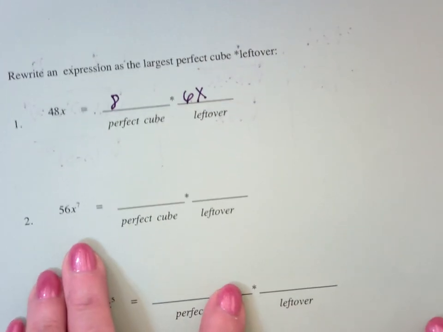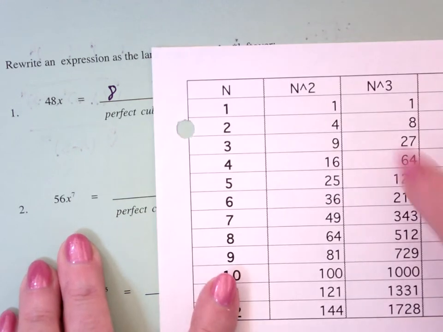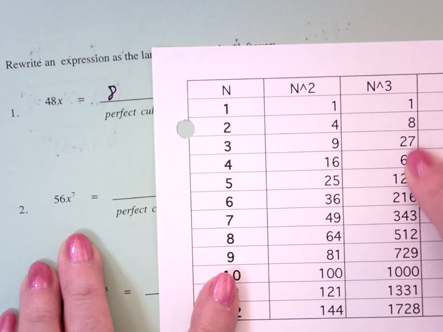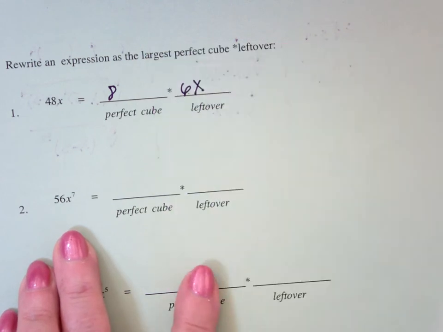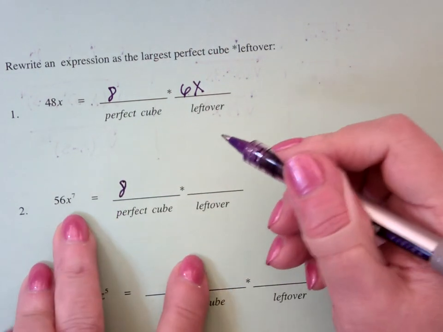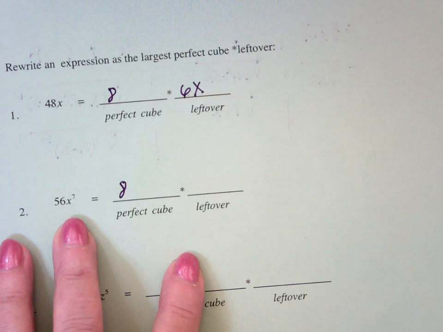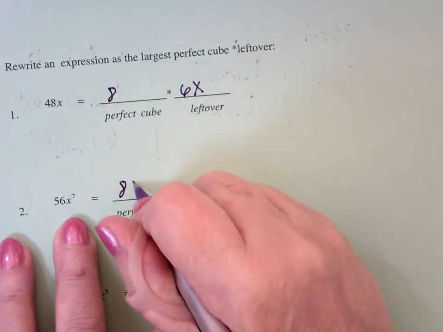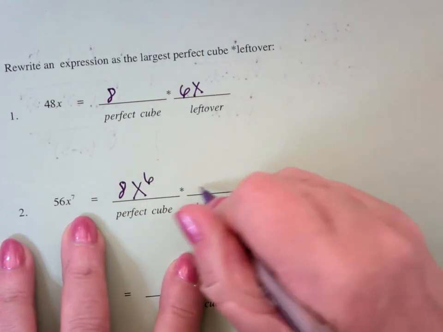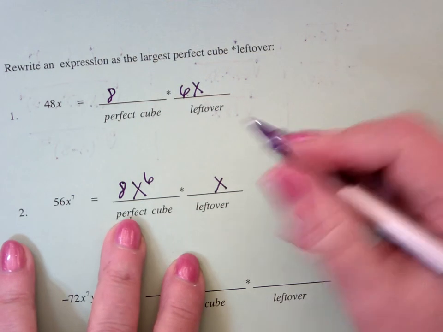56, even I don't know 56. 56, 64, 27. 27 doesn't divide 56, so it looks like it's going to be 8 again. So the perfect cube is 8. Now, what is the biggest number divisible by 3 before 7? 3, 6, and the next one would be 9, because I'm looking for multiples of 3. So it would be 6. So it would be x to the 6. I've got 7 of them. There's an x left over. What do I multiply 8 by to get 56? 7.